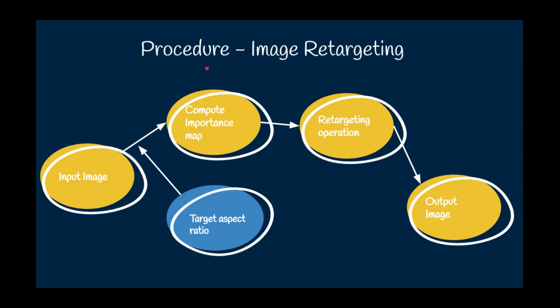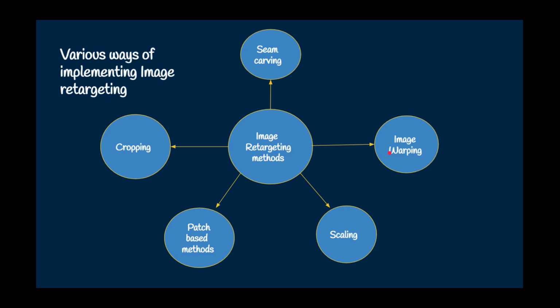We will now be moving on to content-aware resizing of images. In content-aware resizing of images, this is the generic process followed. We have the input image and we compute the importance map. We apply the retargeting operation, and finally we get the output image. And one of the most famous image retargeting algorithms is seam carving.